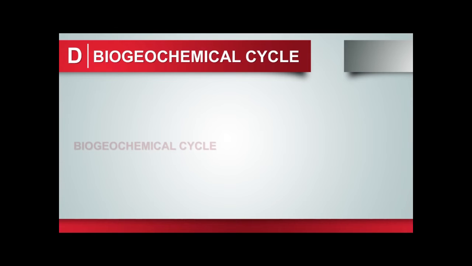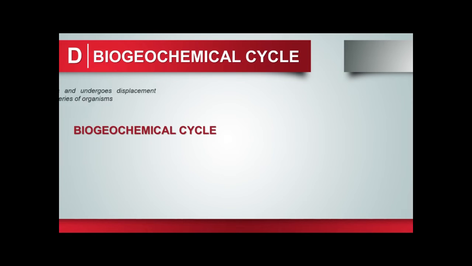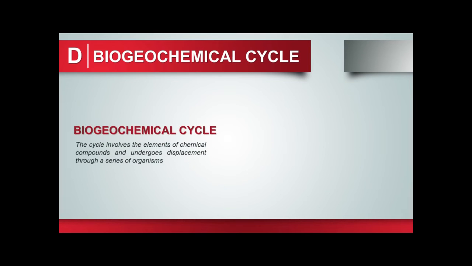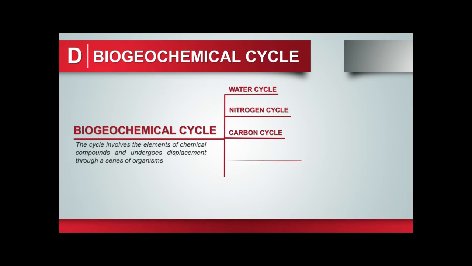And we talk about the biogeochemical cycle. This is the cycle that involves the elements of chemical compounds and undergoes displacement through a series of organisms. They are the water cycle, nitrogen cycle, carbon cycle, phosphorus cycle, and sulfur cycle.